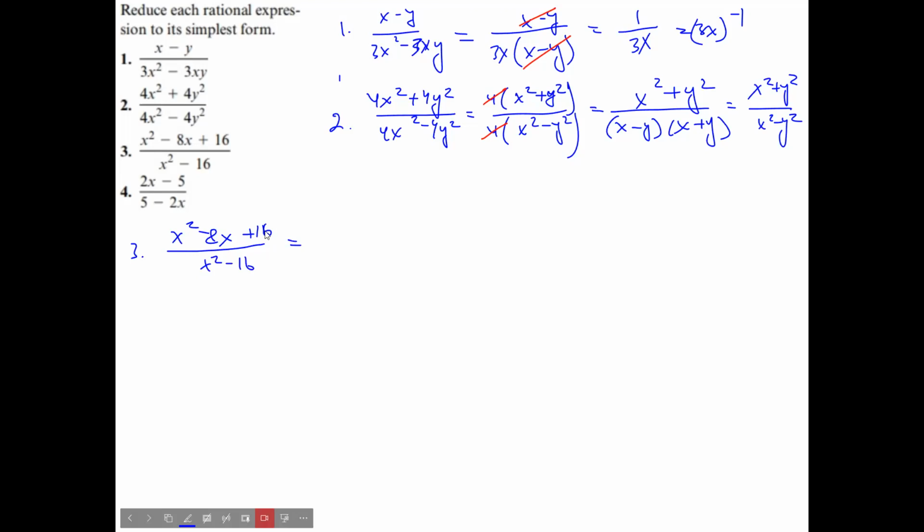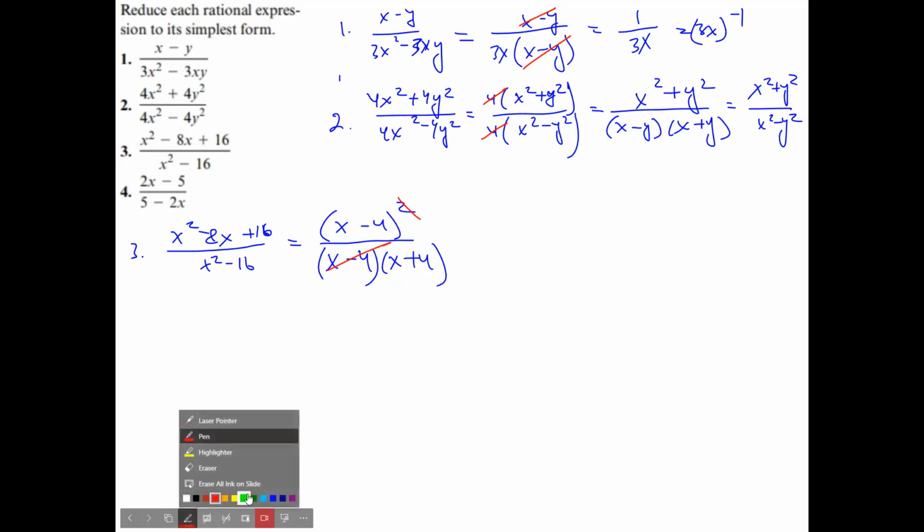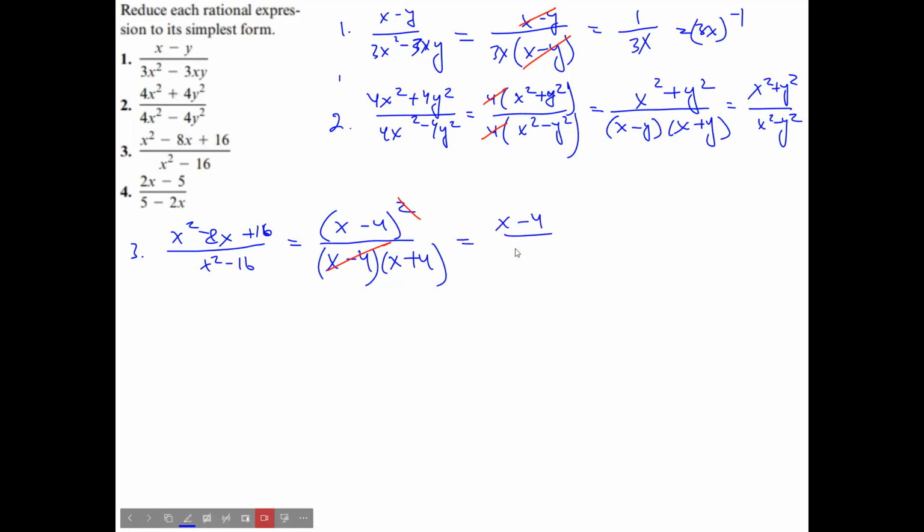Okay, 3. Let's check this one for the perfect square. It's 4 squared, right? 4 times 2, 8 times x. So at the top I have x minus 4 squared. Here, 16 is 4 squared, so x minus 4, x plus 4. Now what I do, this and that I simplify. Good.